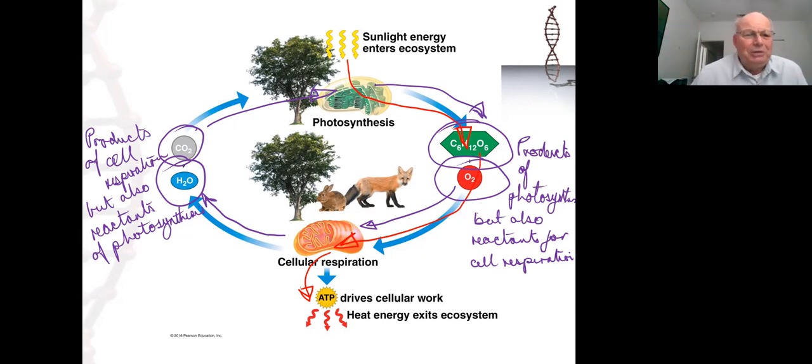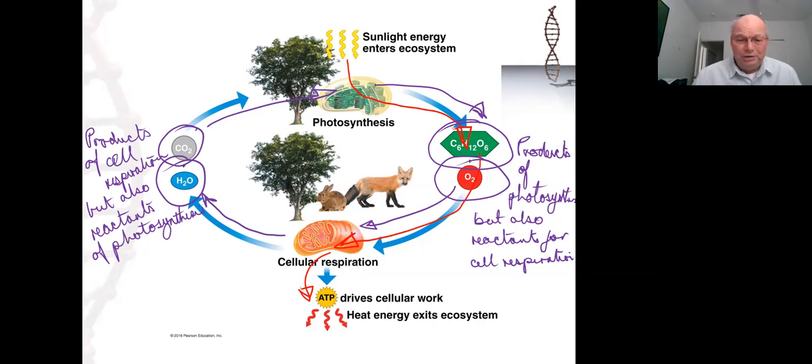Looks a little messy, doesn't it? But it diagrams very nicely what we're talking about here. So we have this chemical recycling between cell respiration and photosynthesis, which is another reason as to why we talk about these back to back. We typically talk about cell respiration first because it's somewhat easier to understand as a process. So I guess it's a little bit easier to understand than photosynthesis.